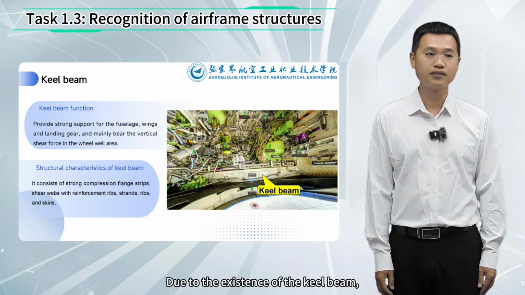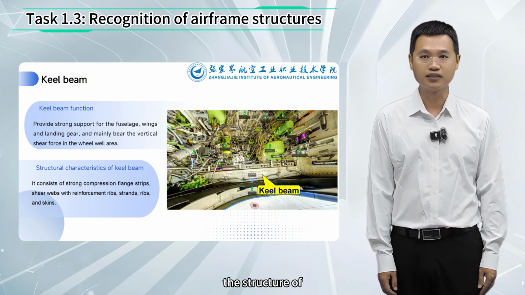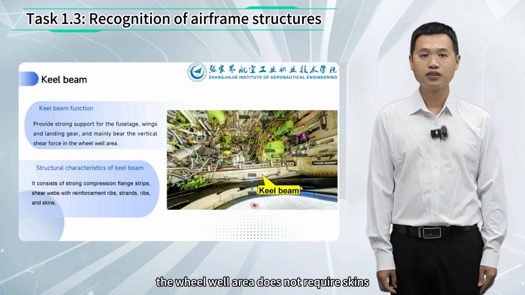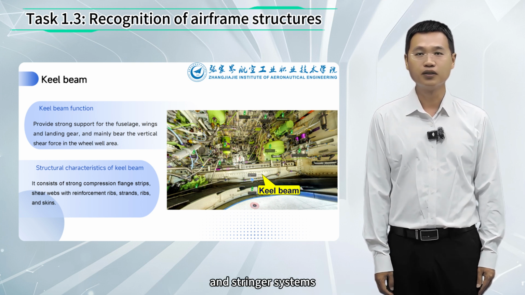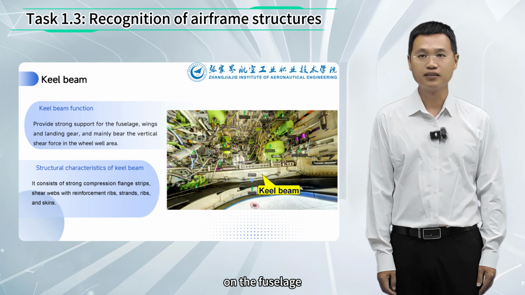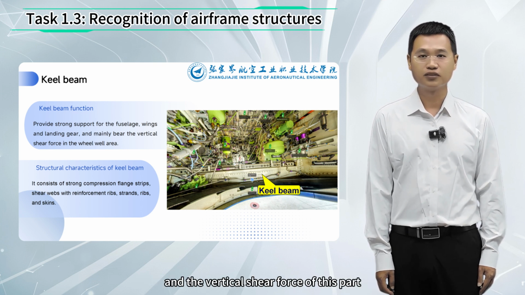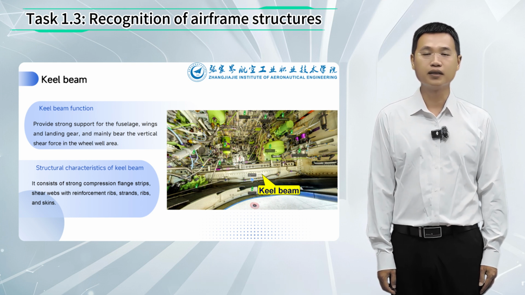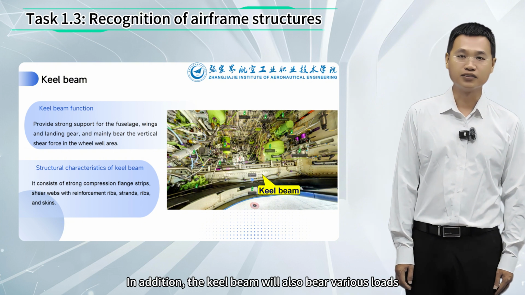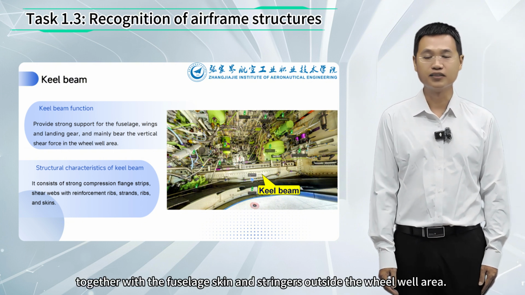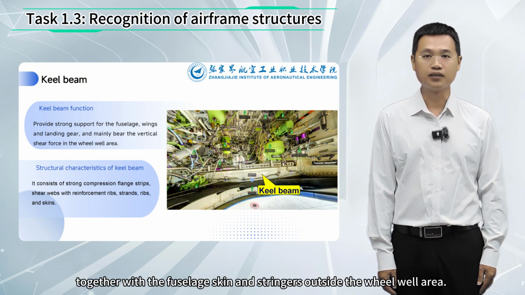Due to the existence of the keel beam, the structure of the wheel well area does not require skins and stringer systems, so it can be opened on the fuselage to facilitate the retraction of the main landing gear, and the vertical shear force of this part is borne by the keel beam. In addition, the keel beam will also bear various loads together with the fuselage skin and stringers outside the wheel well area.